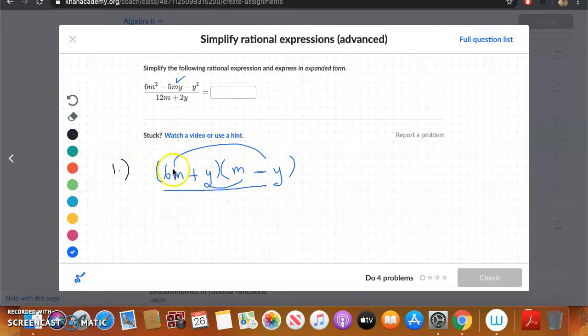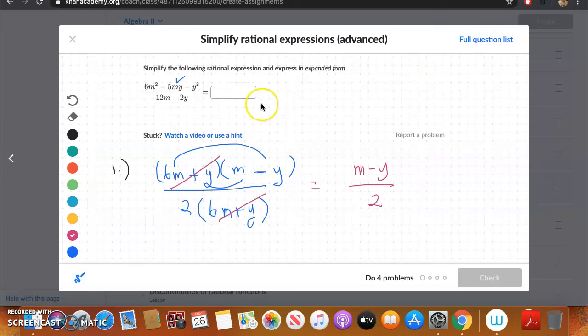Over, I have 12m plus 2y, so definitely 2 is a factor. That's going to leave me with 6m plus y. All right. We don't have to identify the values of m and y here. We just have to express in expanded form, so now it's time to cancel. And there's only one thing we can cancel. It's right here. So our final answer is just m minus y over 2.